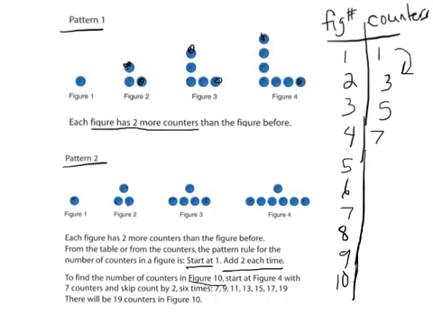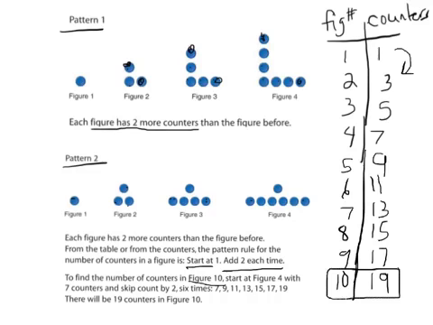So, knowing that we add 2 each time, it would be 9, it would be 11, 11 plus 2 is 13, 13 plus 2 is 15, 15 plus 2 is 17, 17 plus 2 is 19. So our 10th figure should have 19 counters in it.